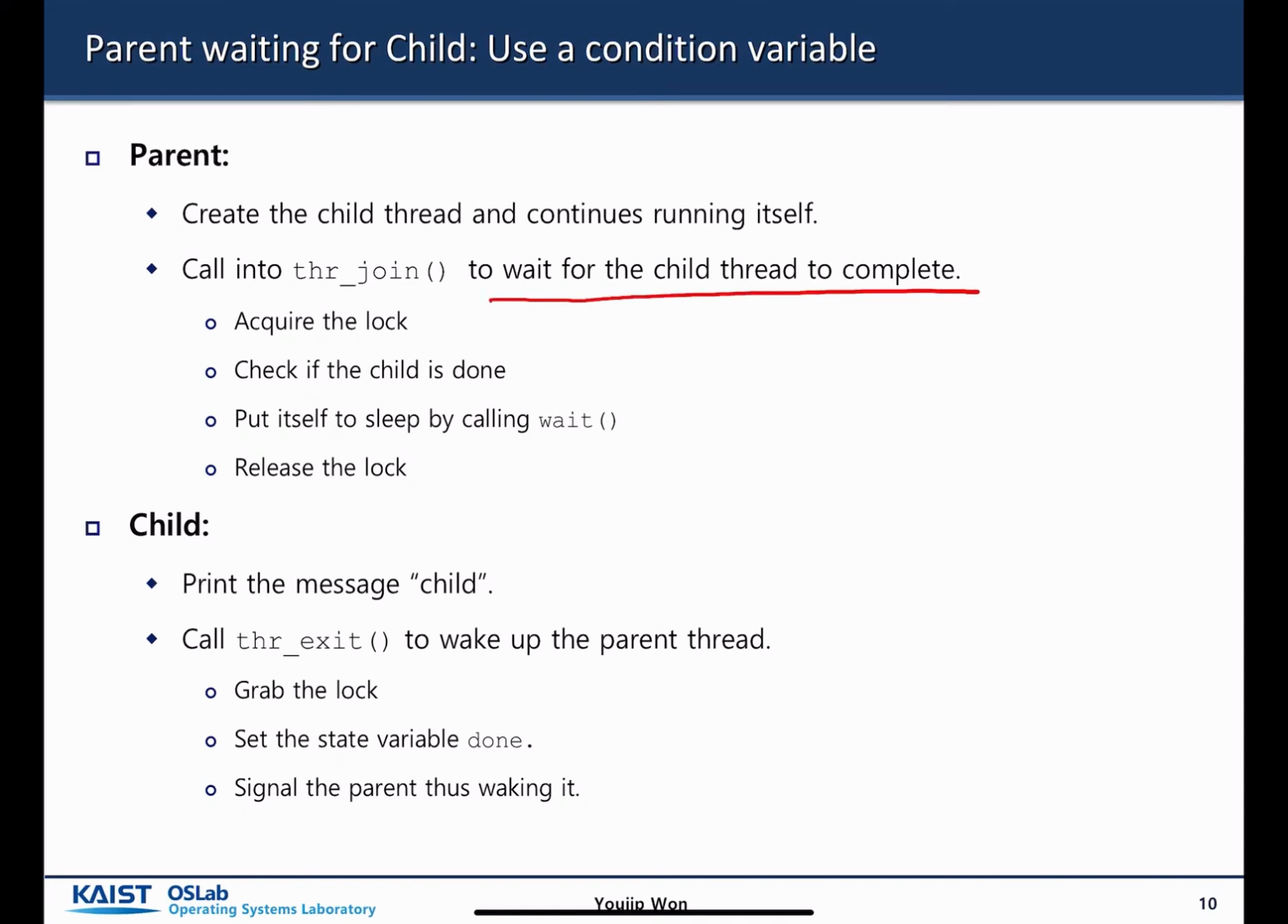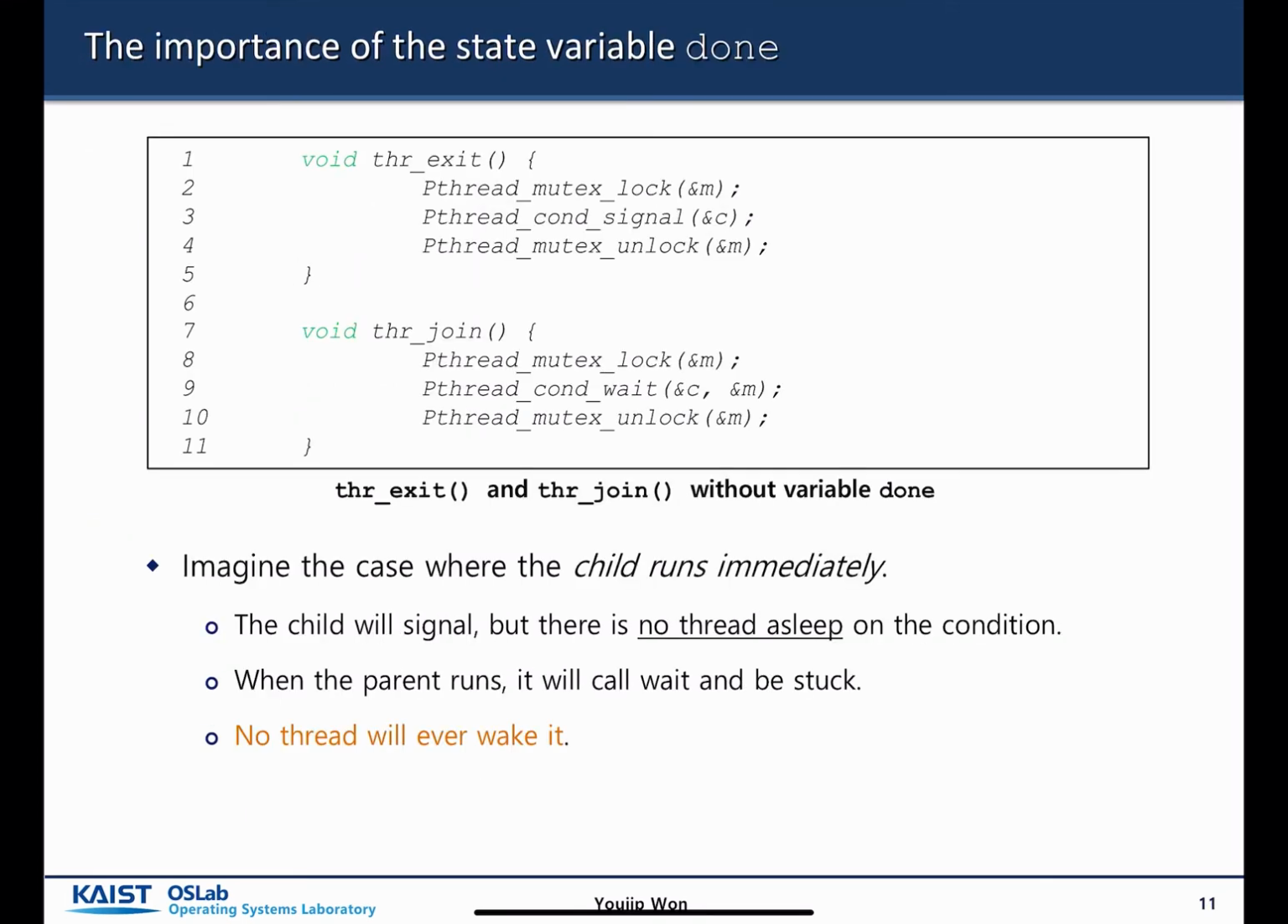So inside thread join, it acquires a lock and checks if the child is done, and then puts itself to sleep by calling wait, and then releases the lock. This is how it works. For the child, it prints the message child and then calls thread exit to wake up the parent thread. Inside thread exit, it grabs the lock, sets the state variable done to 1 and signals the parent, waking it up.